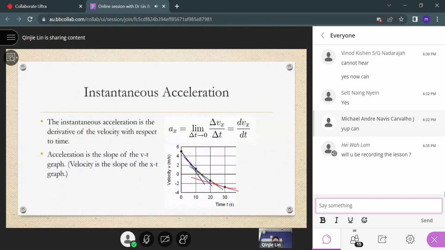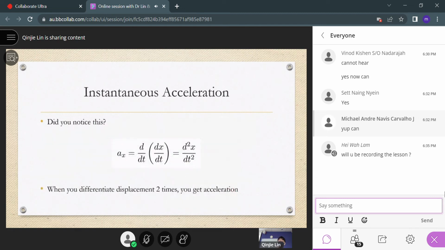This is for average. And then for instantaneous, also same definition. When we want to find out the limit of this, when this delta t becomes very small, we want to find exactly at one point, we will differentiate this. Okay, so same thing, when you differentiate, it is actually finding out the slope at all the velocity points. So if you notice, the acceleration is just differentiating the position 2 times.